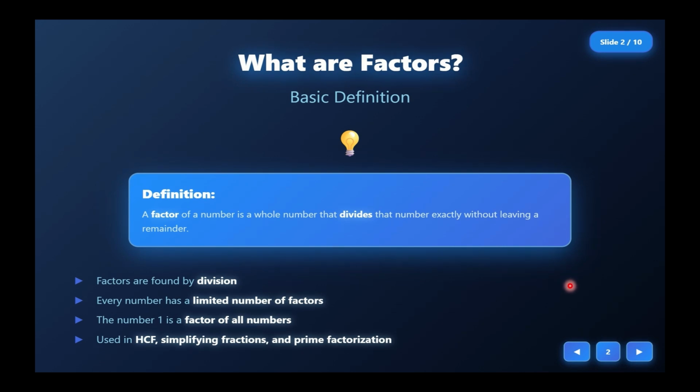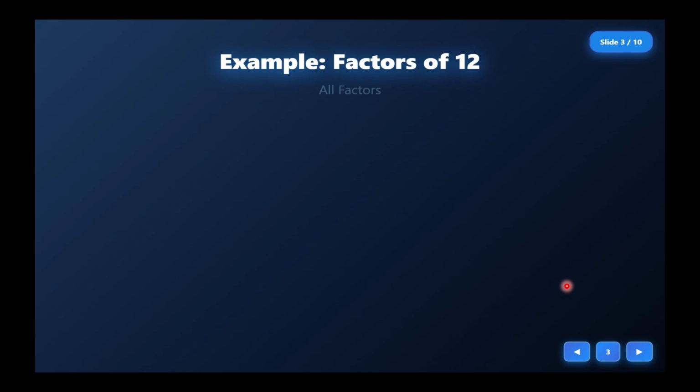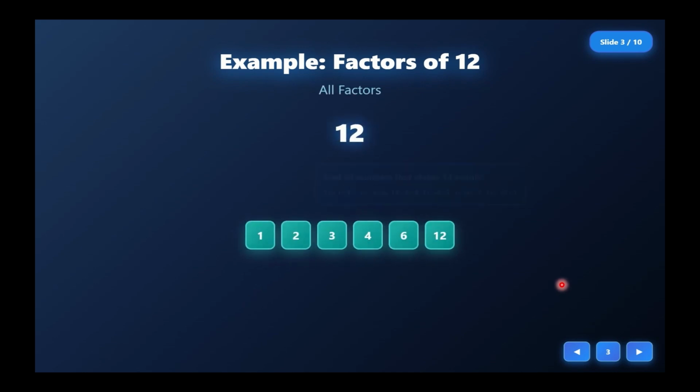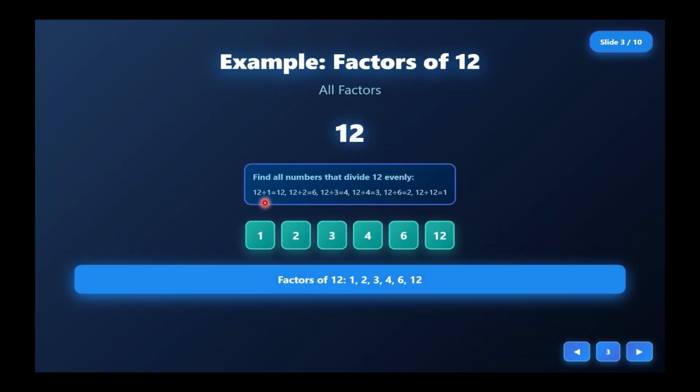Let's see factors in action with a real example. Let's find all the factors of 12. Ready? We ask ourselves, what number divides 12 exactly? 12 divided by 1 gives 12. 12 divided by 2 gives 6. 12 divided by 3 gives 4. 12 divided by 4 gives 3. What about 5? 12 divided by 5? Does it give us the exact number without leaving a remainder?